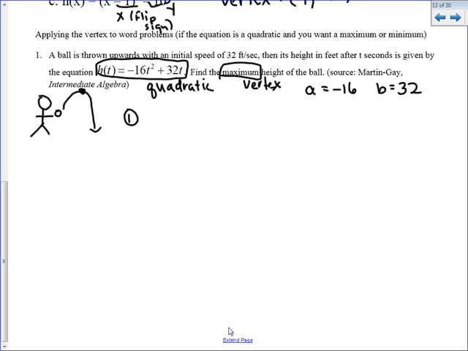Now, I'm not going to use x equals because x isn't my variable here. If you use x, it's not a big deal, but the variable that the problem's using is t. So I'm going to say t equals -b over 2a, and then substitute in my numbers. Negative 32 over 2 times negative 16. Negative 32 over negative 32, which works out to be a positive 1.